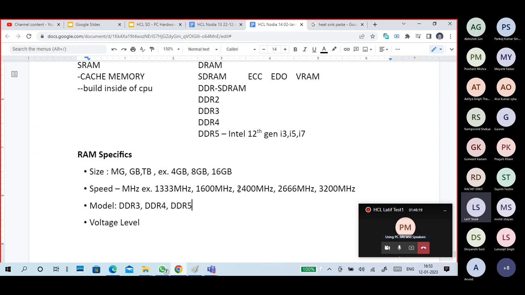Yeah, very good. Here your processor FSB and RAM clock speed must match. When you are buying a RAM, first of all, the processor must be compatible with the frequencies. So compulsorily go to your processor specifications.